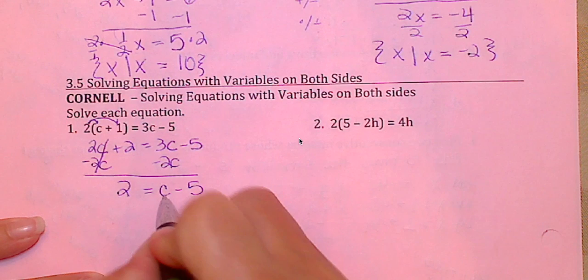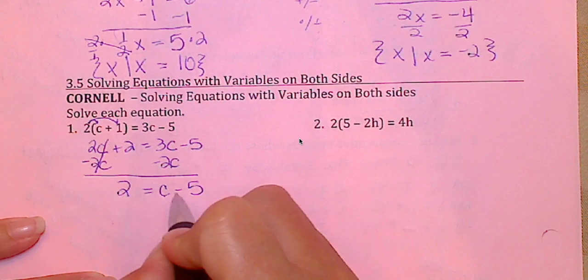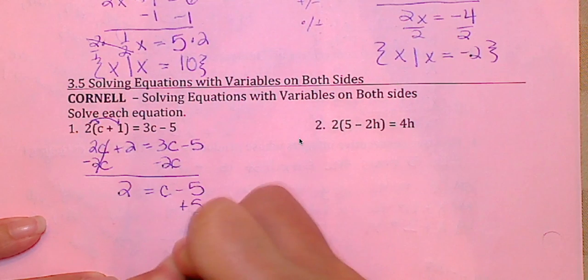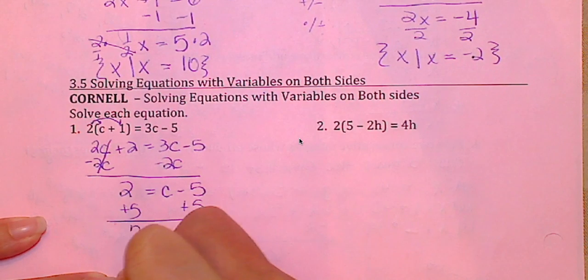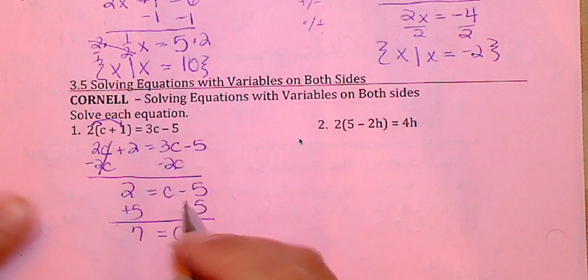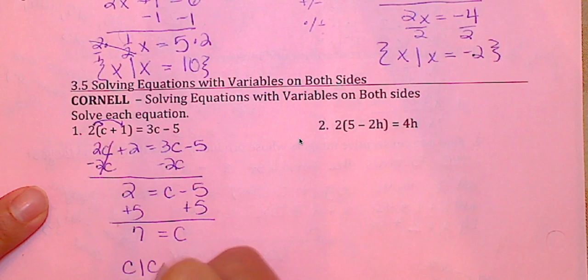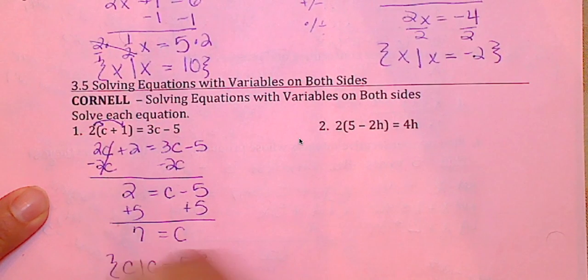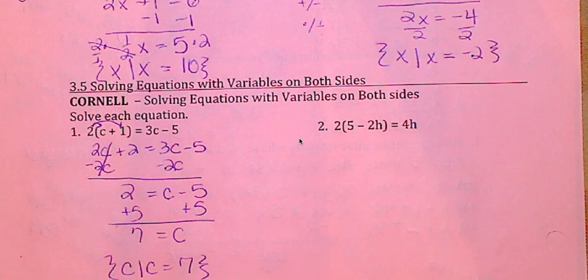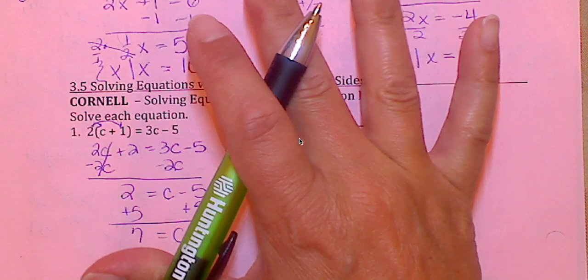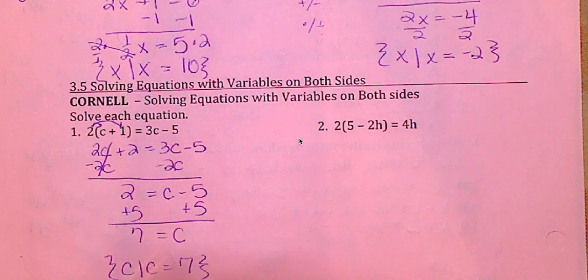So once we have c here, we want to get c alone. So instead of subtracting 5, we will add 5. So we get 7 equals c. And don't forget, when you put it in set notation, you have to flip it over. Next, if you're ready and you think you can try one on your own, go ahead and try 2 on your own using those steps. So you can pause it here and try 2 on your own.